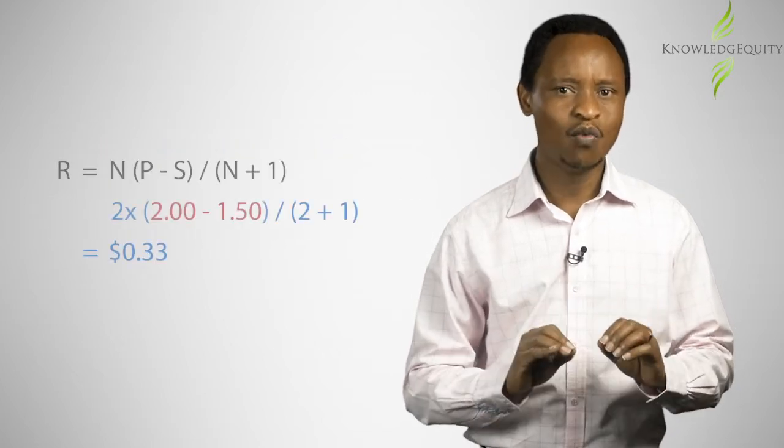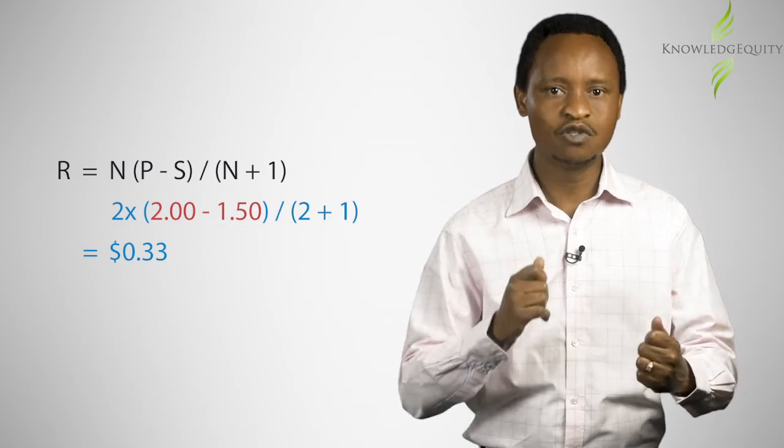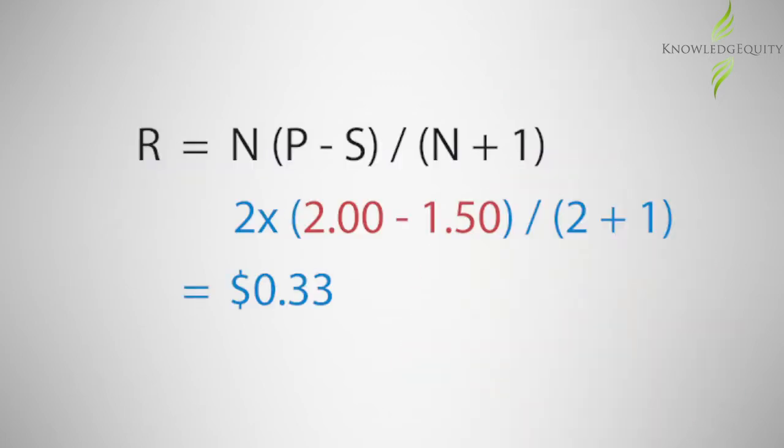Applying the formula, we subtract the $1.50 subscription price from the $2 market value and multiply this by 2. This is the number of shares to be held to purchase each additional share. We then divide this by 2 plus 1, which gives us the theoretical value of the right to purchase an additional share of 33 cents per share.